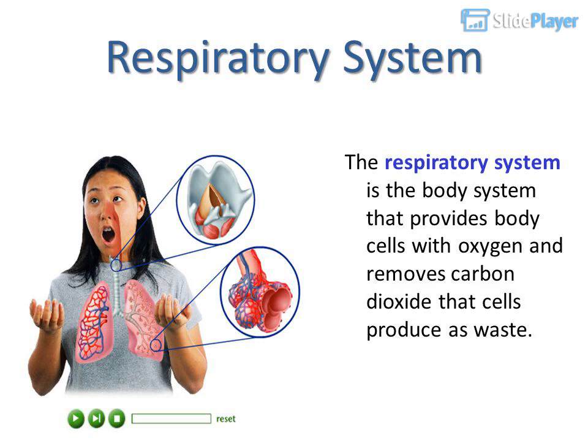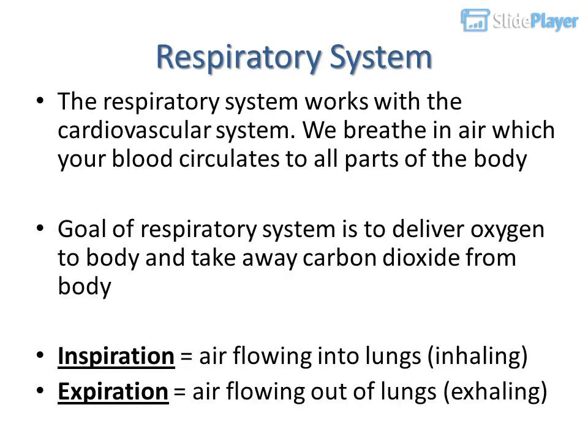Respiratory system. The respiratory system is the body system that provides body cells with oxygen and removes carbon dioxide that cells produce as waste. The respiratory system works with the cardiovascular system. We breathe in air, which your blood circulates to all parts of the body. The goal of the respiratory system is to deliver oxygen to the body and take away carbon dioxide from the body.